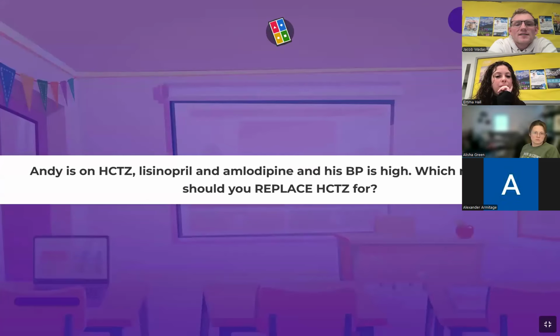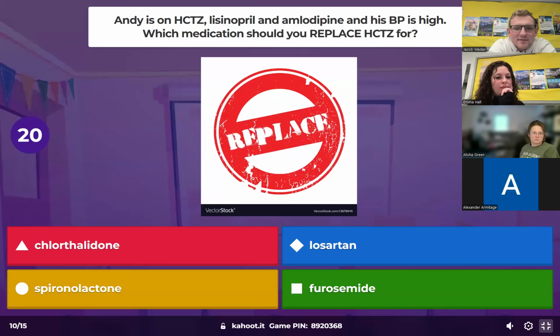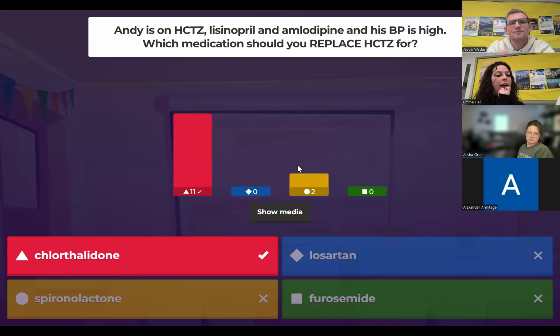All right. Andy is on hydrochlorothiazide, lisinopril, and amlodipine, and his blood pressure is high. Which medication should you replace? Yep. Very good. So again, same class, but based on efficacy, it's something that can be a little bit better, more first line. Yep. Thiazide-like diuretics.